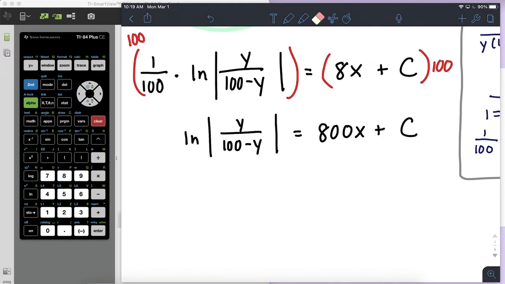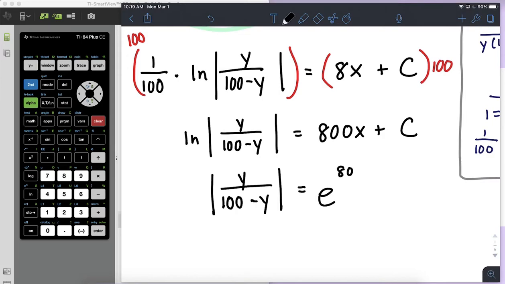I just kind of let them be c's, and you solve for the c at the end anyway if you need to. Okay, so I want to rewrite this so there's no natural log, so I'm going to write it as an exponential. So this is going to be the absolute value of y over 100 minus y equals e raised to the power of 800x plus c.